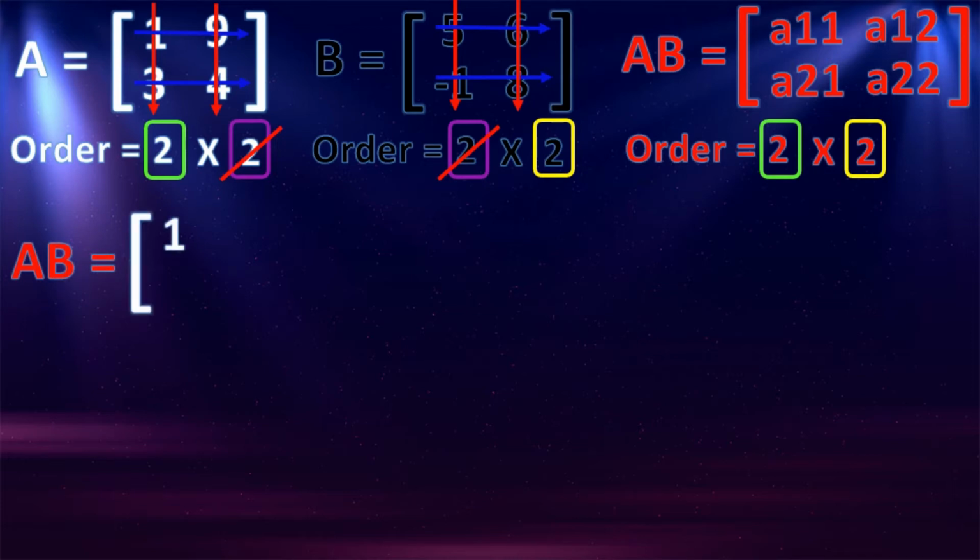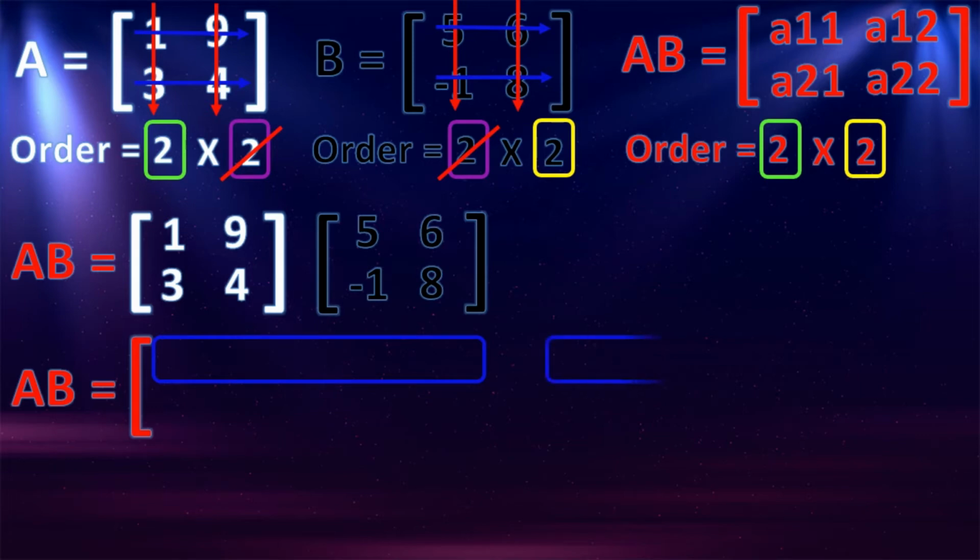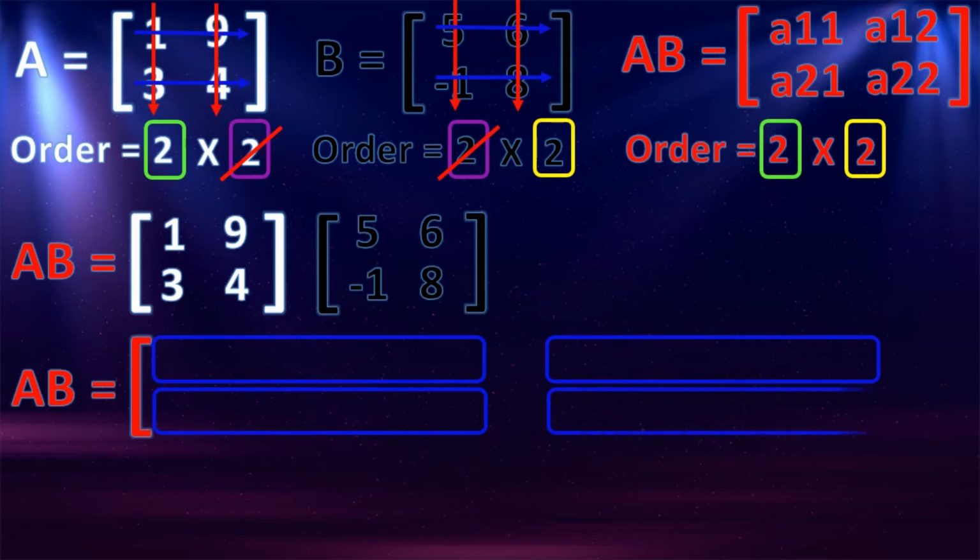Now AB is equal to, AB means multiplication of matrix A and matrix B. So we write matrix A [1 9; 3 4] and matrix B [5 6; -1 8]. To multiply them, you have to prepare a 2 by 2 setting, which means 2 rows and 2 columns.